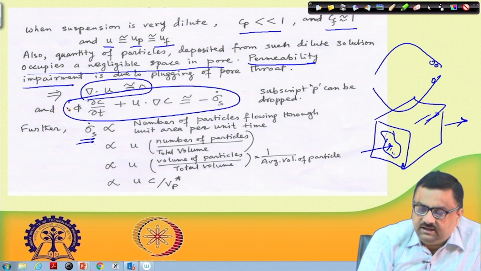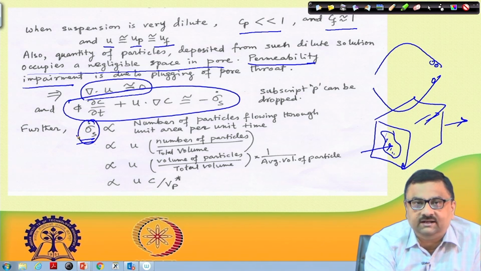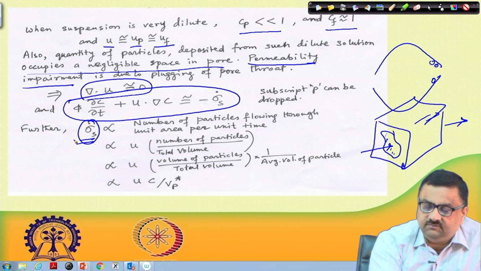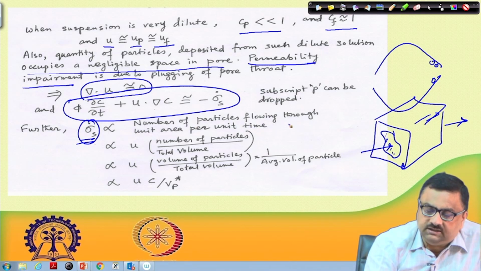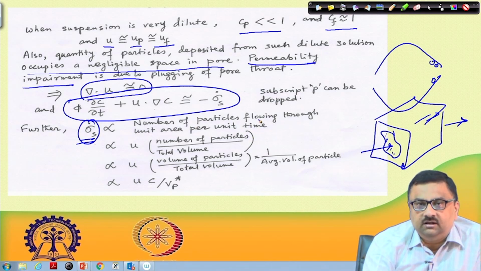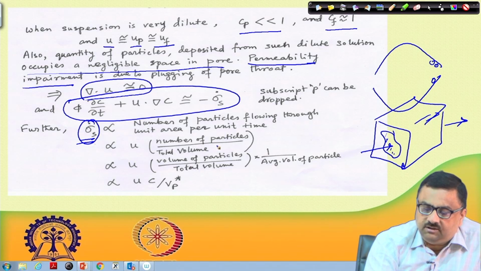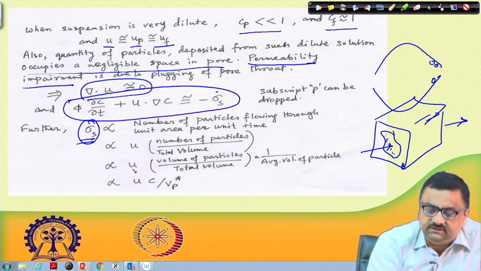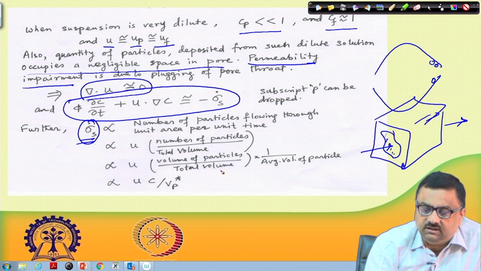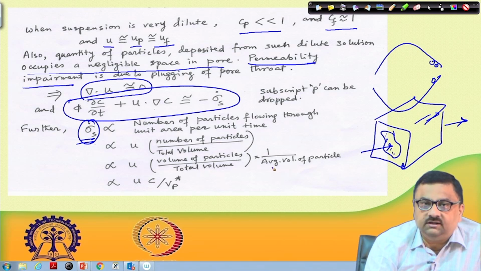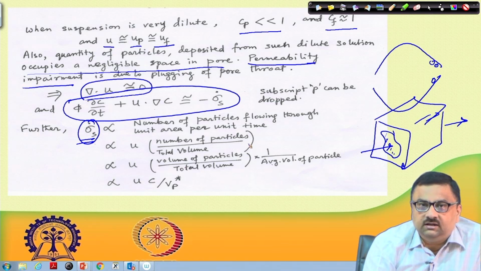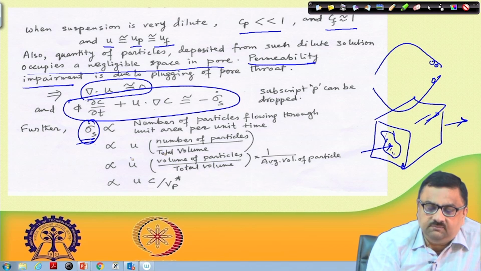And the second thing is, if we look at this sigma s dot further, if we want to know the character of sigma s dot, this should be proportional to the number of particles flowing through unit area per unit time. So, this should be proportional to U into number of particles divided by total volume. Number of particles is the total volume of particles divided by the average volume of one particle. So, number of particles by total volume gives me the particle concentration, and that multiplied by the velocity.